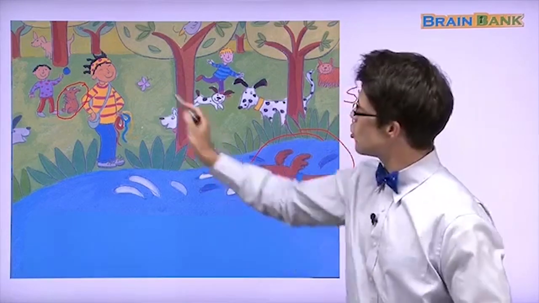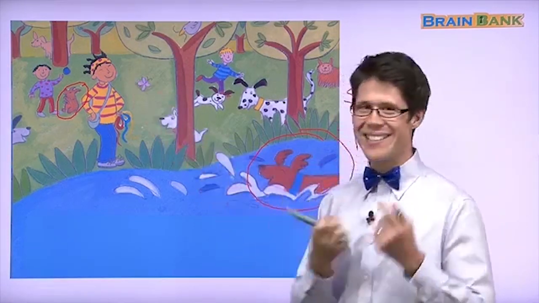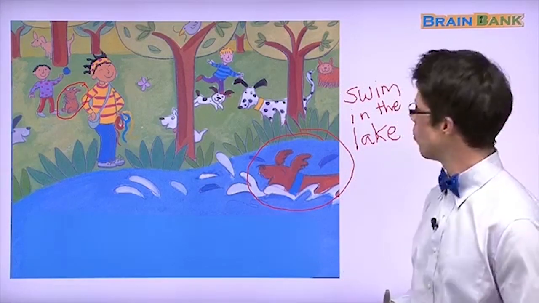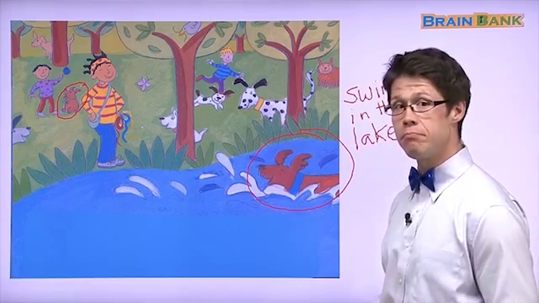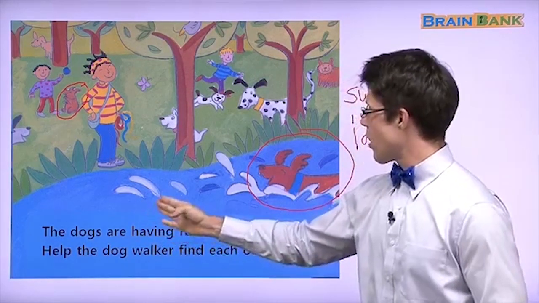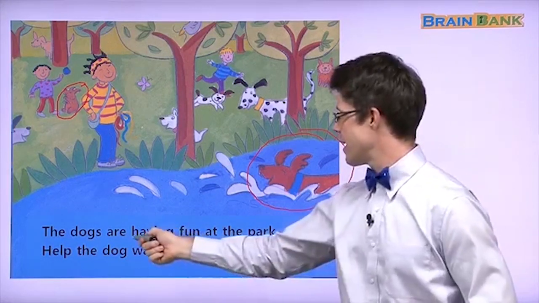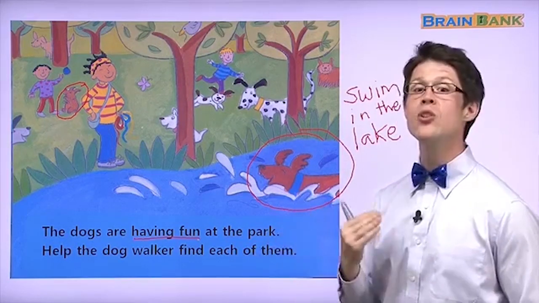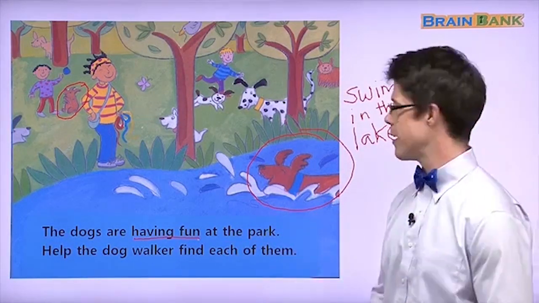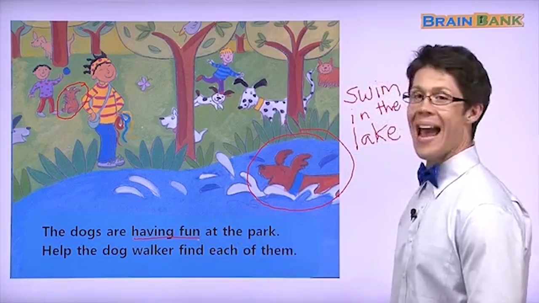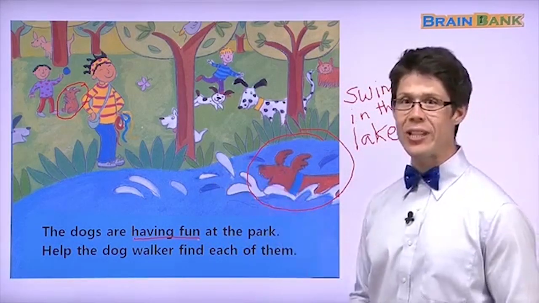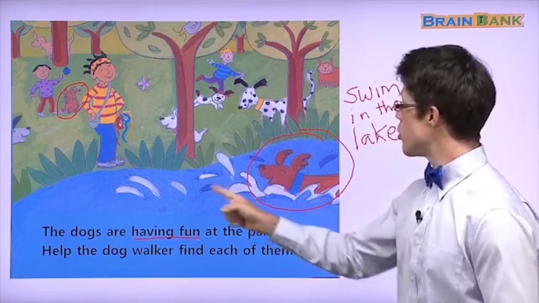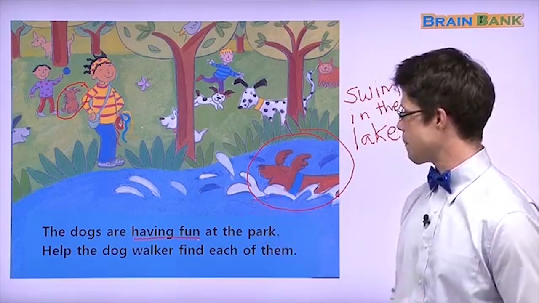And what is the dog walker doing? She is smiling. 웃어요. Smile. Wow. It really looks fun. The dogs are having fun at the park. Having fun. 재밌는 시간. Have fun. 즐기다. Have fun. The dogs are having fun at the park. 공원에서 강아지들이 have fun. 재밌게 놀다. Have fun. The dogs are having fun at the park.